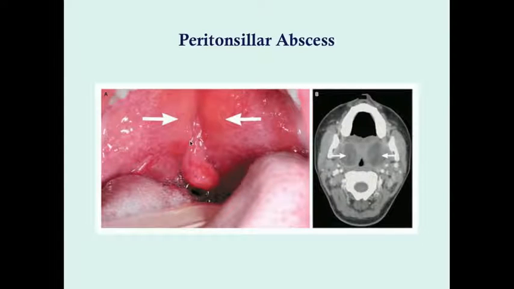Okay, so this is a bilateral peritonsillar abscess. This patient was very unfortunate. So you can see in this case, you're not going to have uvular deviation necessarily because you've got pressure coming from both sides. So there's really no deviation here of the pharynx, but what you do see are abscesses on both sides.